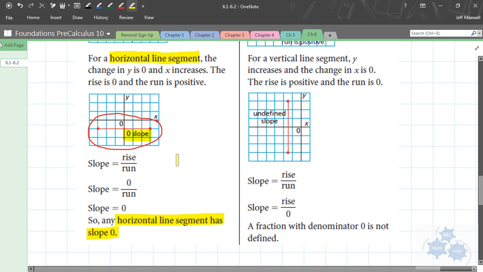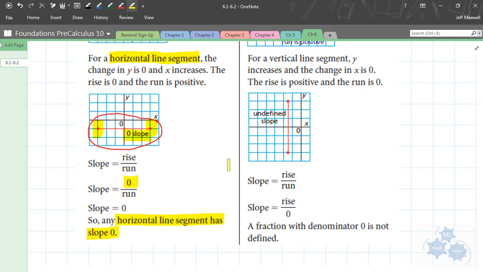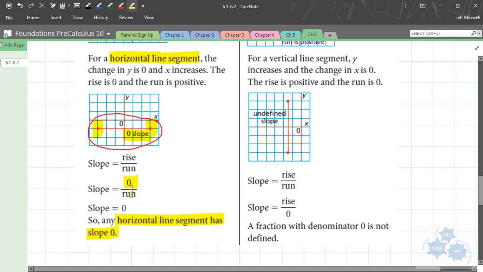The explanation would be this, and here it is right here. The rise between this point right here and this point right here is 0. Because they're on the same horizontal level, how far do you have to go up or down to get to the next point? You have to go 0 units. So that's a 0 on top, and it doesn't matter what the run is because this is any number other than 0, right, which is going to be 1, 2, 3, 4, 5, 6. 0 divided by 6 in this case would equal 0. Okay? So horizontal line, 0.